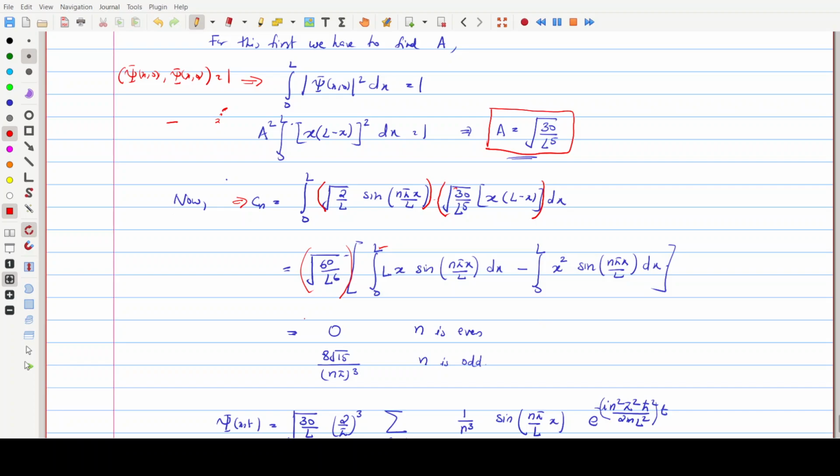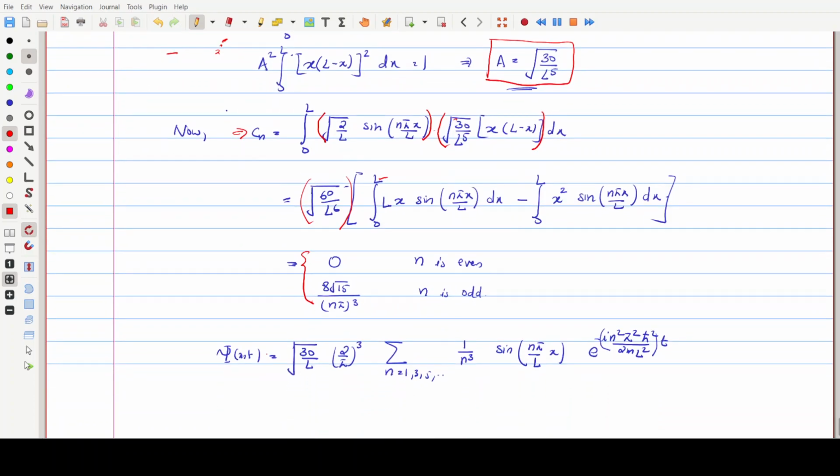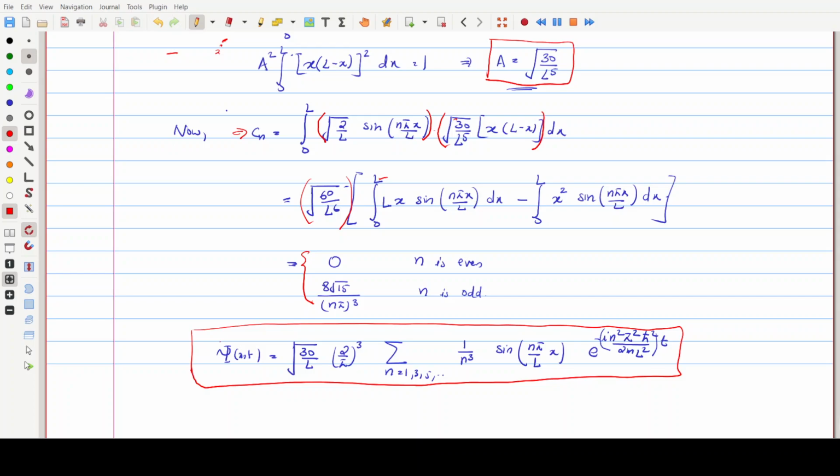So I will just get to my discussion. The Cn I will get finally is 0 when n is even, and Cn will become 8 root 15 by n cube pi cube when n is odd. If you substitute the Cn, then we'll get the total wave function. The psi of x,t is of this form. Okay, so that's all about the final solution.